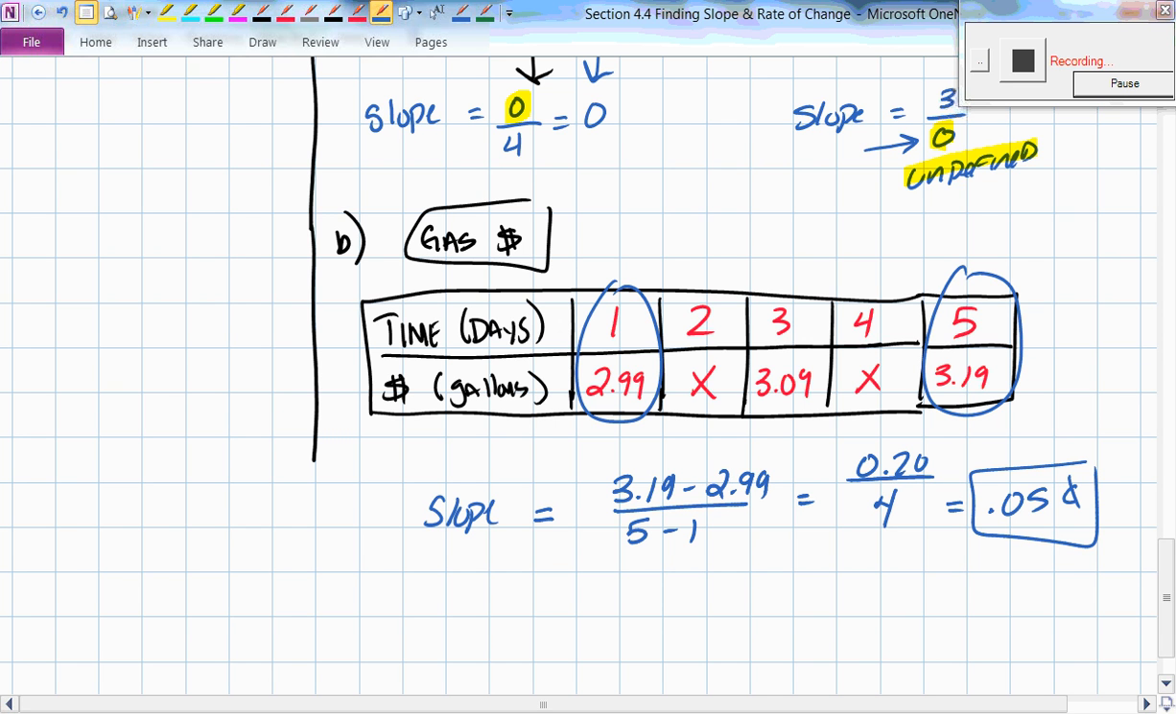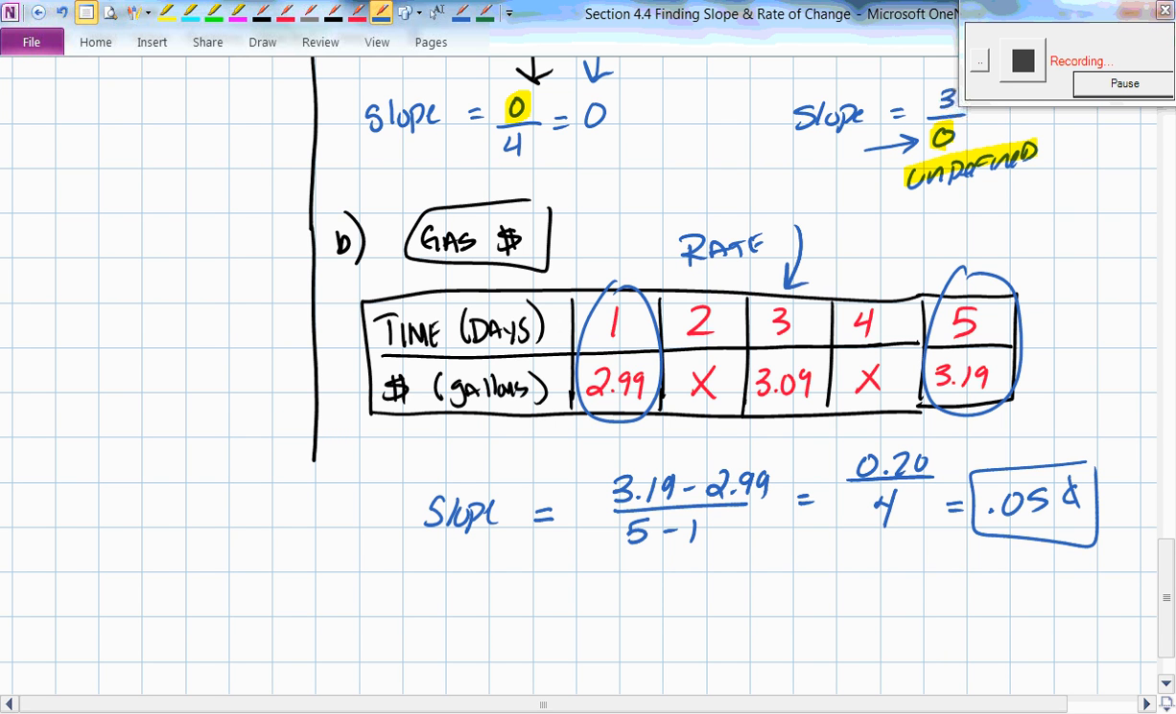Yes, what do you think? Say it again louder. That's how much it's rising every day. Every day. So put it together in a nice long sentence. The price of gas, finish the sentence for me. Price of gas is raising 5 cents every day. There it is. He said the price of gas is raising 5 cents every single day. That is a rate of change for this data, the rate of change.